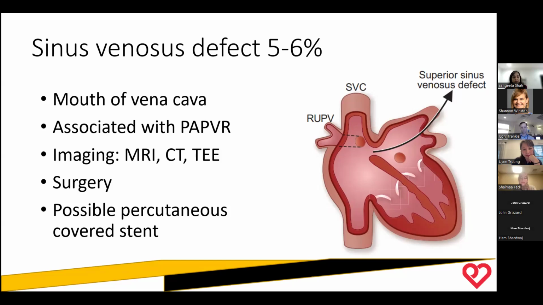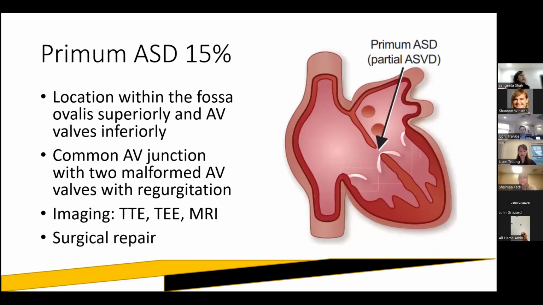Transthoracic echo can be difficult, and what I want to highlight to fellows is sometimes I've seen people have a bubble study, and the bubble study is negative. The right heart is enlarged, and we miss the sinus venosum defect because the bubbles go preferentially to the right heart and don't go across that steep angle to the left atrium. Surgery is generally what people do. However, there have been percutaneous covered stent options, and we have been doing that here at VCU.